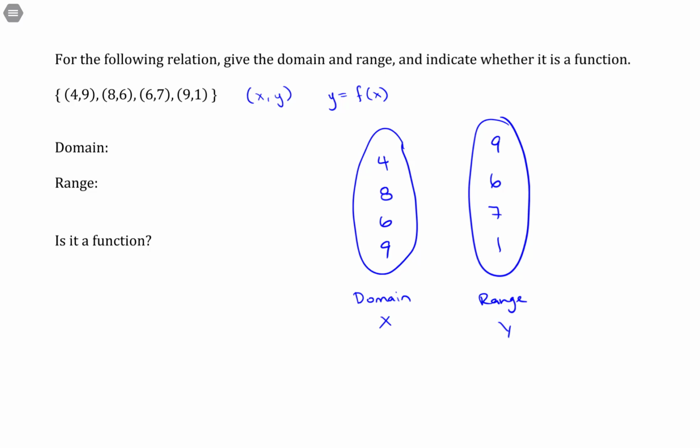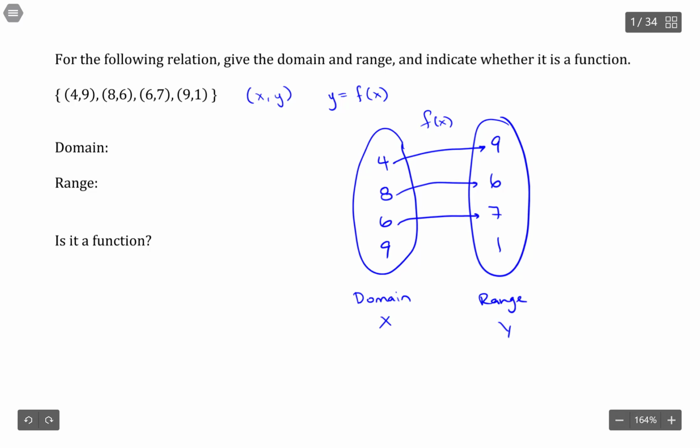And the function itself is actually just the mapping between those points. So the point 4 maps to the point 9. The point 8 maps to the point 6. 6 maps to the point 7, and 9 maps to the point 1. So that's really what our function looks like, how these things are mapped from one set to the next.